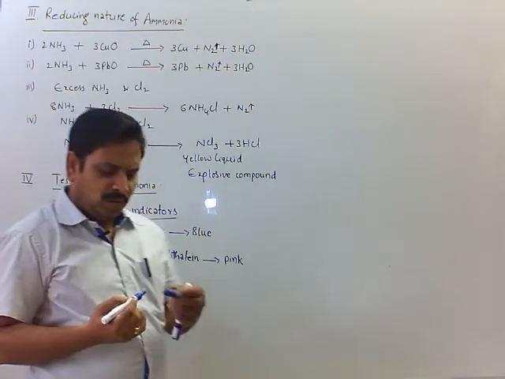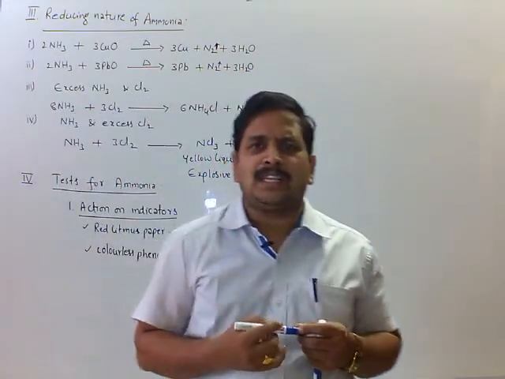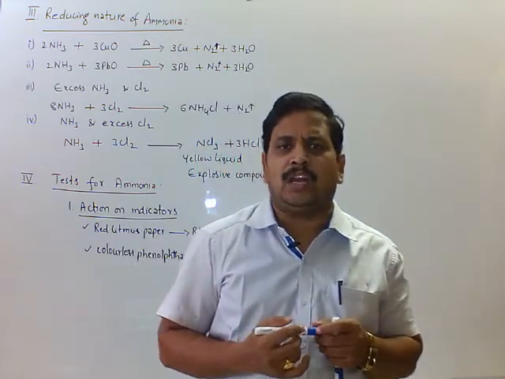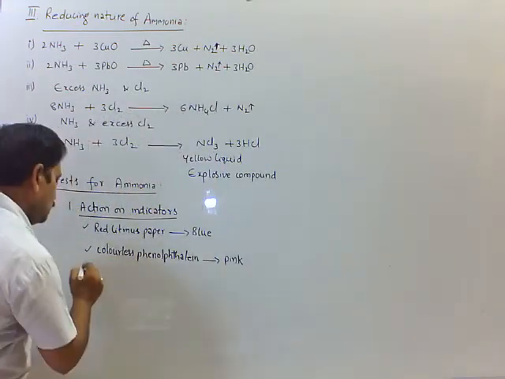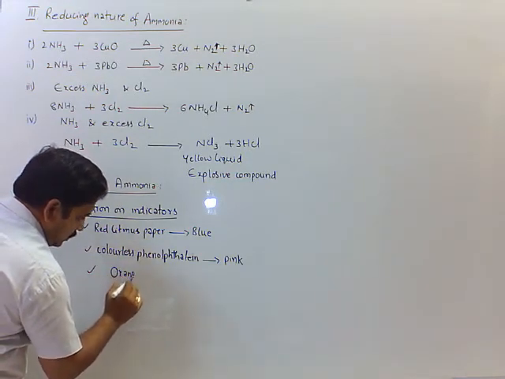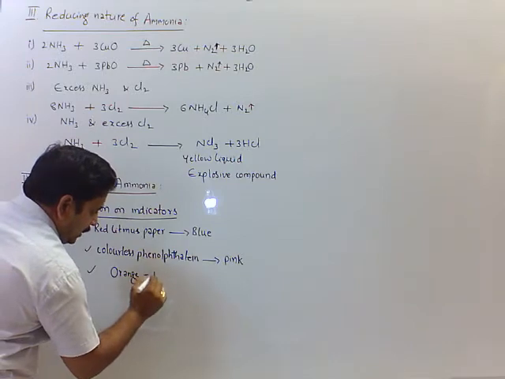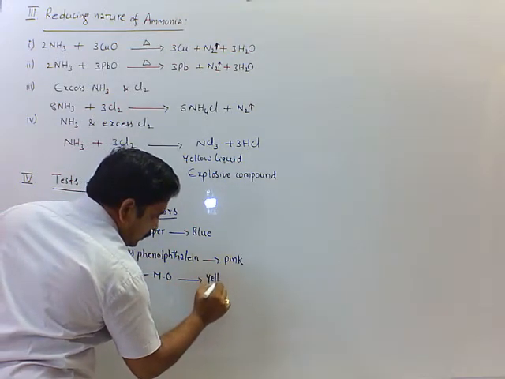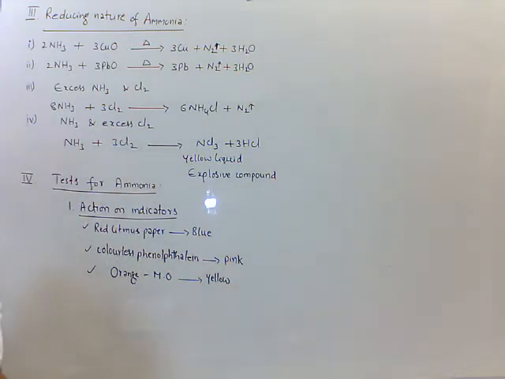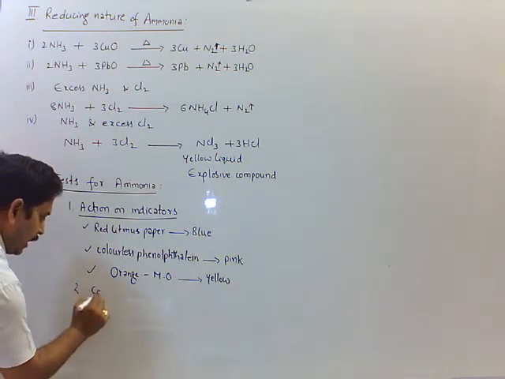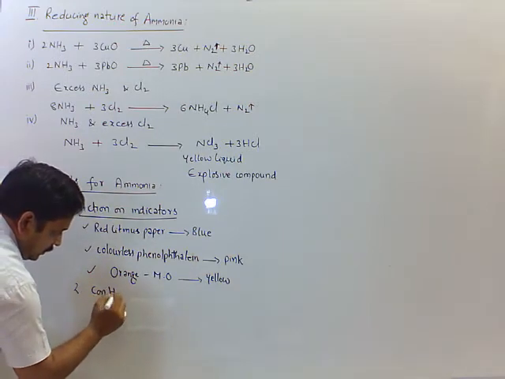And also ammonia gas changes the orange color of the methyl orange into yellow color. Third one is orange color of the methyl orange converts into yellow color. And the second test is with concentrated HCl.